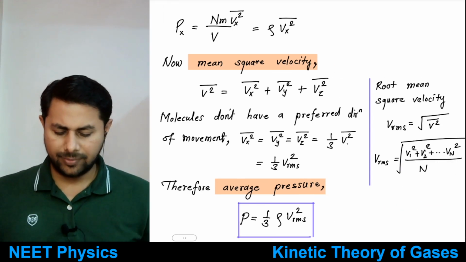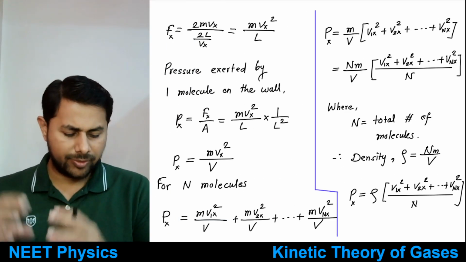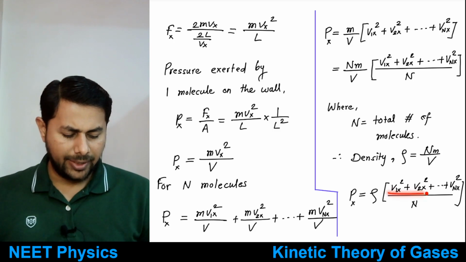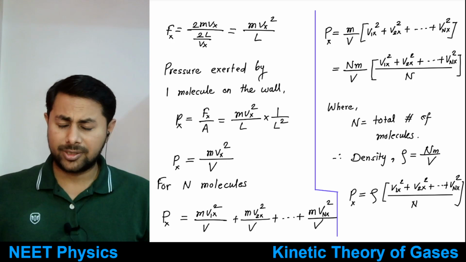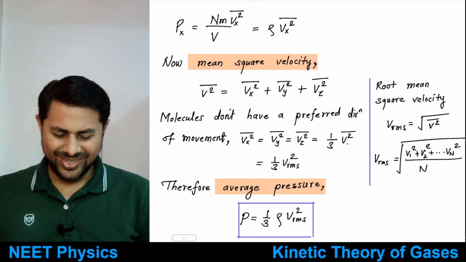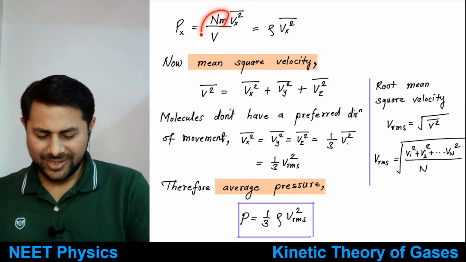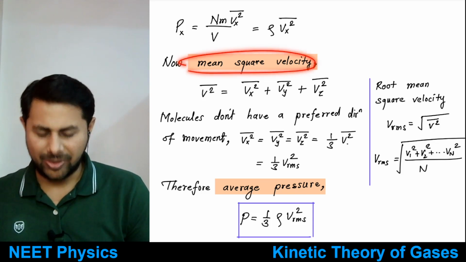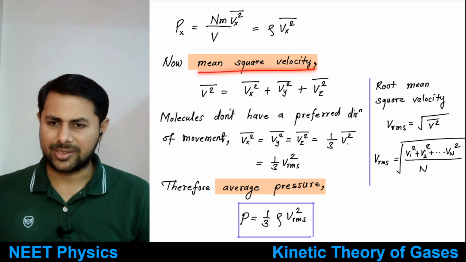All right, then after that, suppose you take the square of the speed of the first molecule, then the second molecule, up to the nth molecule, and you take the average of that. So you are taking the average of the squared speed in x direction. So this thing is rho, and this is the average of the squared velocity. This is known as the mean square velocity. The average of the speed square is known as the mean square velocity.